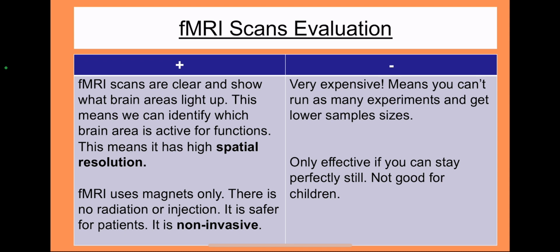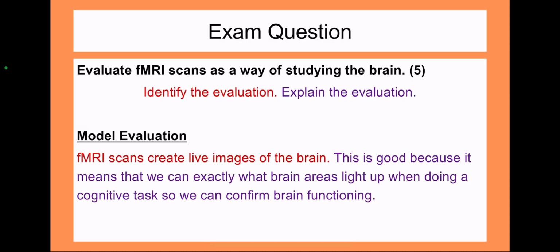So it's non-invasive. We can say it's very expensive, which again means you're not going to be able to run lots of experiments. So you're going to get a lower sample. And if you've ever had an MRI scan, they're very loud, they're very claustrophobic, and they require you to stay very still. So that makes it quite difficult for people with extra needs or children to complete this brain scan. So it makes it difficult for certain people.